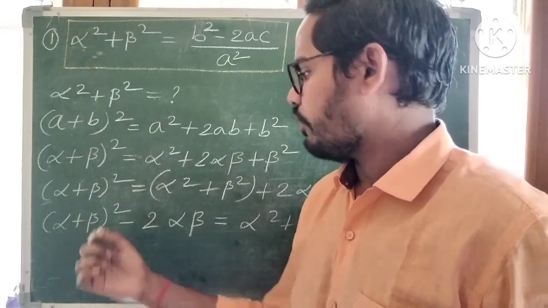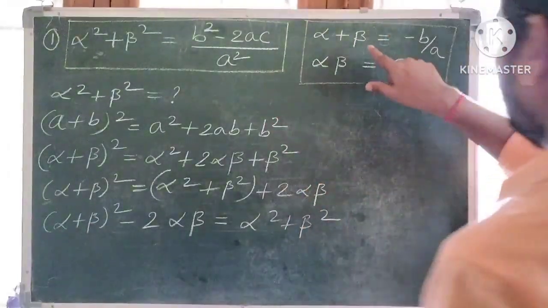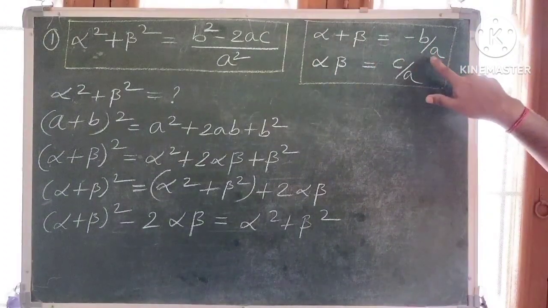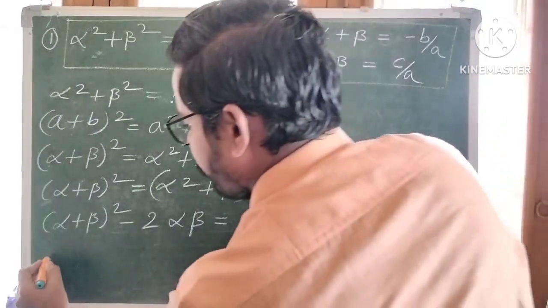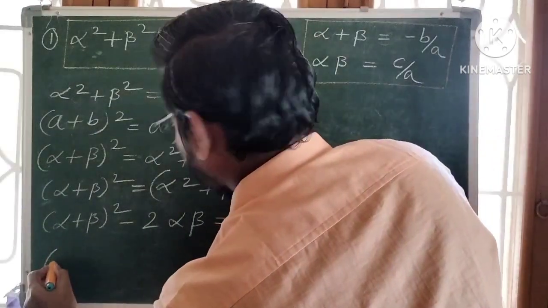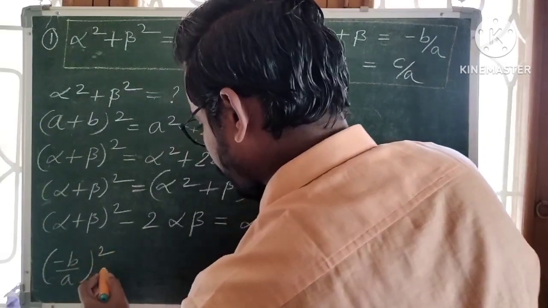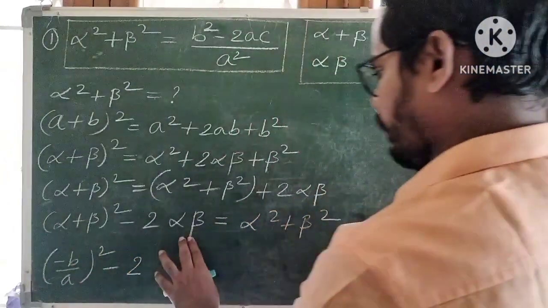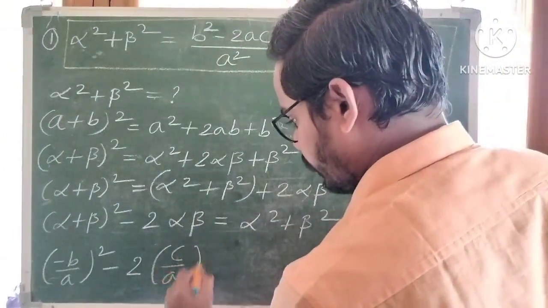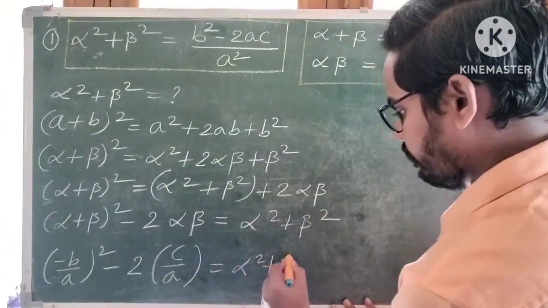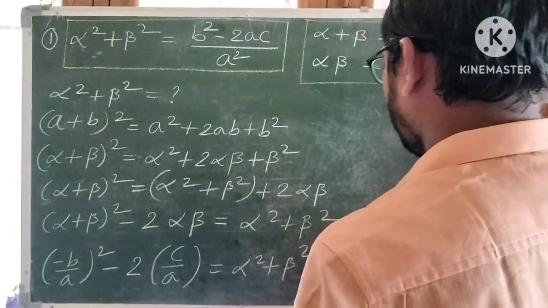Here alpha plus beta whole square is there, here 2 alpha beta. What is alpha plus beta? We know that the sum of the roots is equal to minus b by a, so we can substitute it here. In place of alpha plus beta we can write (minus b by a) whole square minus 2 into alpha beta. The product of the roots is c by a, is equal to alpha square plus beta square. Now simplify this expression.